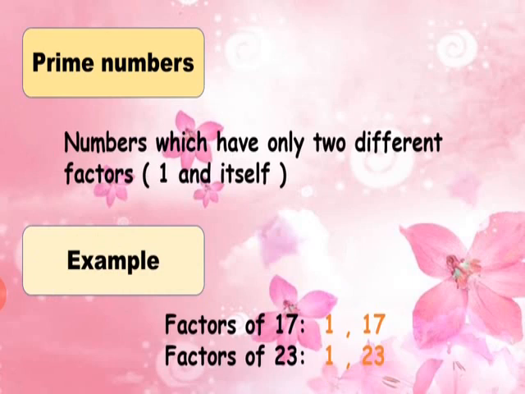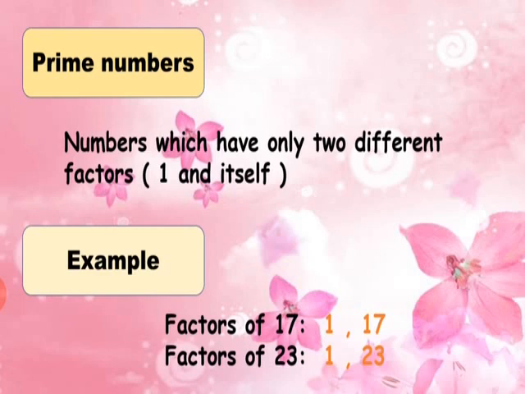Class, as 17 is not a multiple of any other number except 1 and itself. Itself means 17. 17 cannot be divided completely by another number without any remainder. So it is only a multiple of 1 and itself. So it has only two factors, 1 and itself. Similarly, 23 has only two factors, 1 and itself. The numbers which have only two factors are called prime numbers.